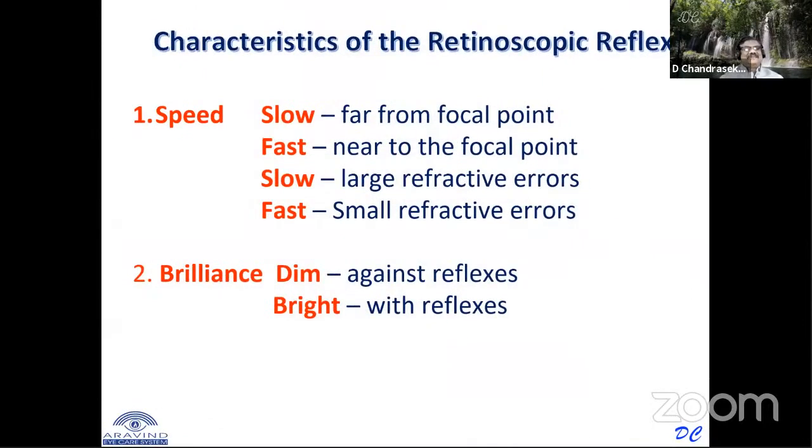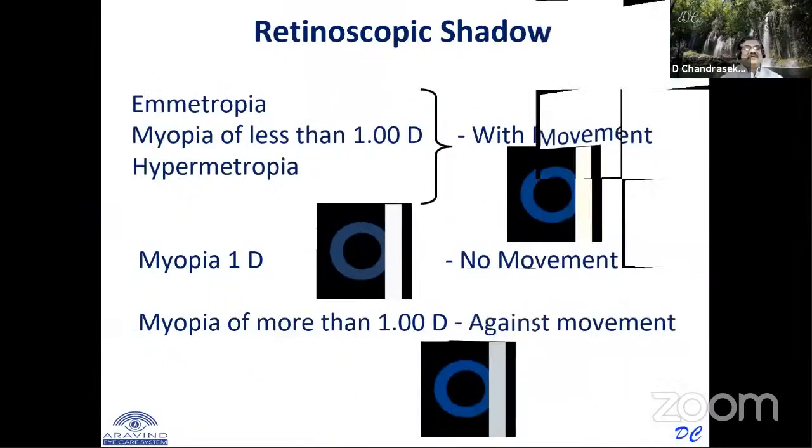There are different characteristics. The speed: the faster you are, the nearer you are to the neutralization point. Slower, you're very far away. I mean, if it is -3 or still at -2, it will be slow. If you're going to be -0.5 or 0, it will be faster. So the reflex is slower and faster. Speed is also there, and the brightness. It will be dim as you are far away from the focal point. It will be brighter as you come closer to the focal point.